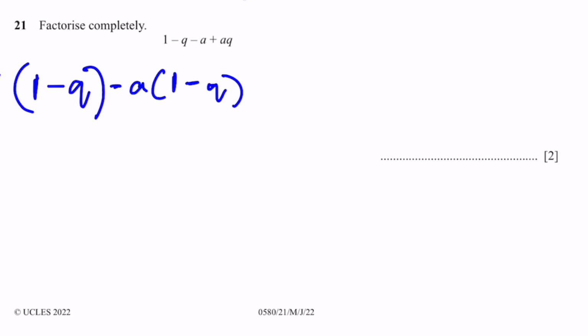Why did I do this? It's because now we can see that there is a common factor, 1 minus q. So we can take out this common factor of 1 minus q and multiply it by 1 minus a. That's the answer.